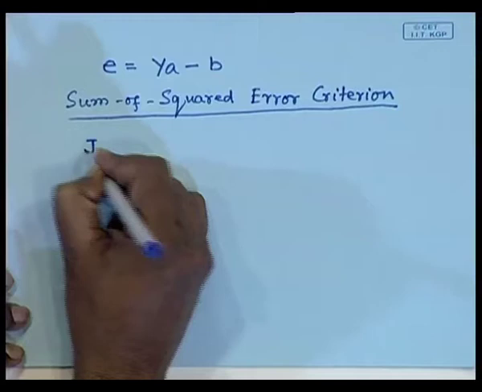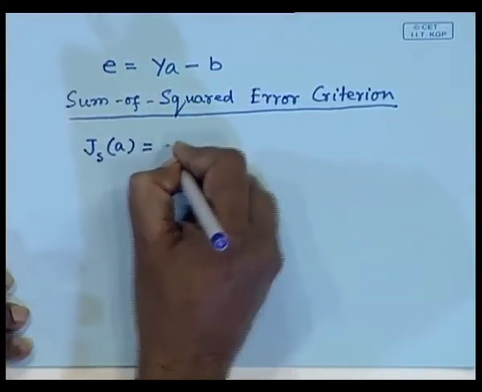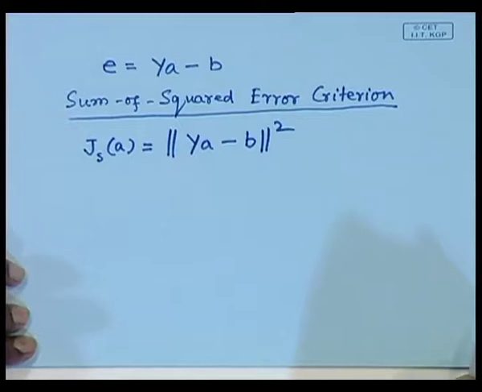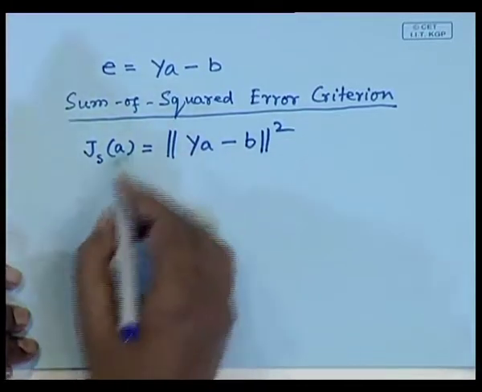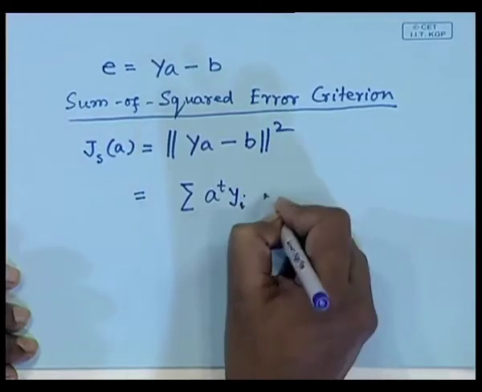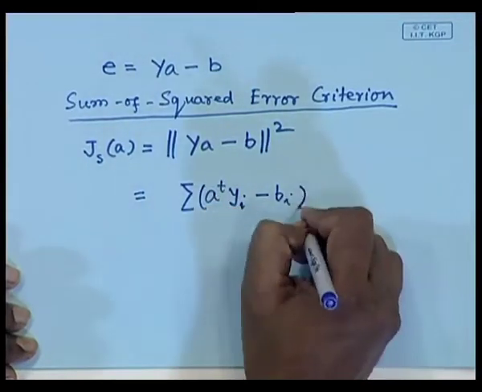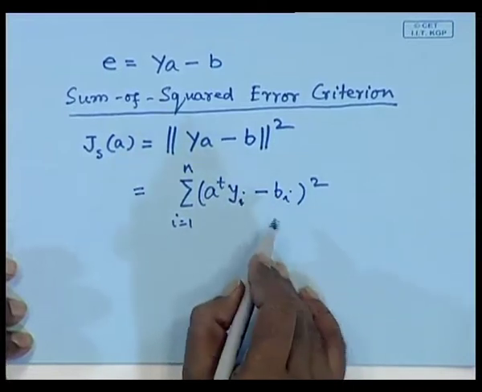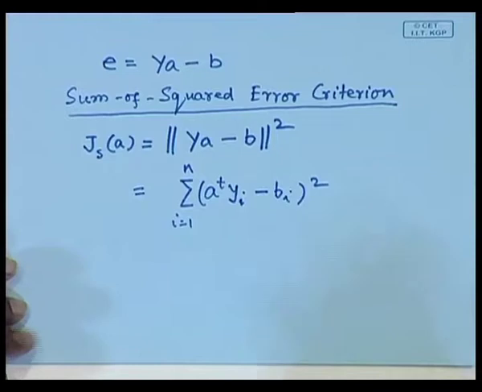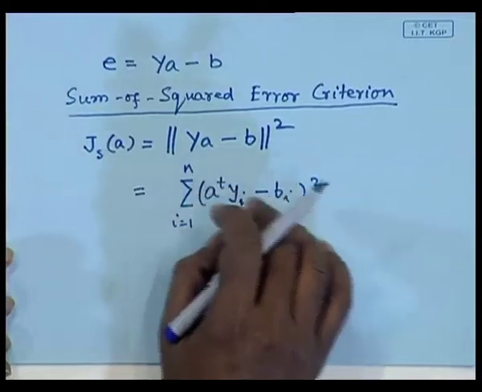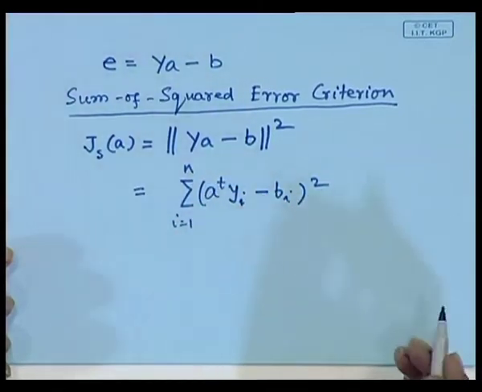Okay. So, for that let us define a criterion function, which is the sum of squared error. Let me write it as J_S(A), which is equal to the norm of y A minus b, squared, which in the expanded form is nothing but the sum of (A transpose y_i minus b_i) squared, where i varies from 1 to n. So, you compute the error for each and every sample vector, take the square of it, and sum over all the samples; that gives you the sum of squared error. And I will try to minimize this squared error while trying to get a solution for this weight vector A.